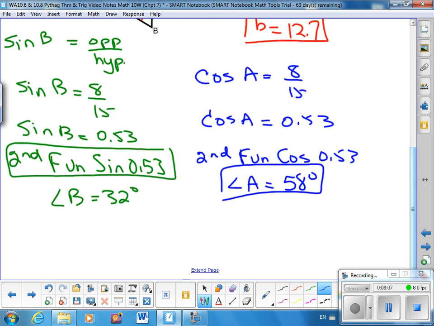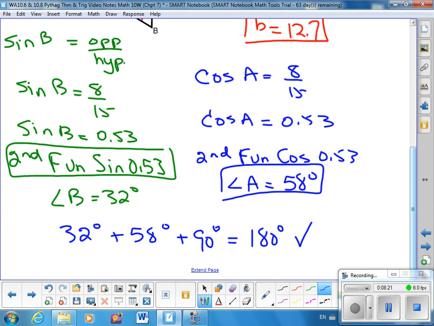And we can check to make sure we have the right answer, because 32 degrees plus 58 degrees plus the 90-degree angle that I had, because it's a right triangle, equals 180 degrees. Yes, I did the work right, and I have the right answer.